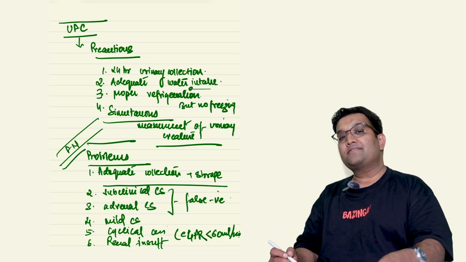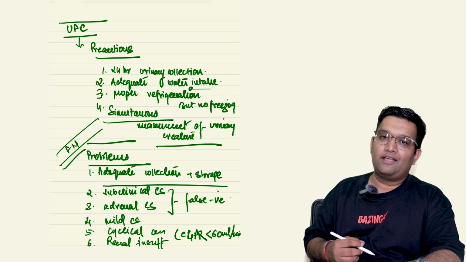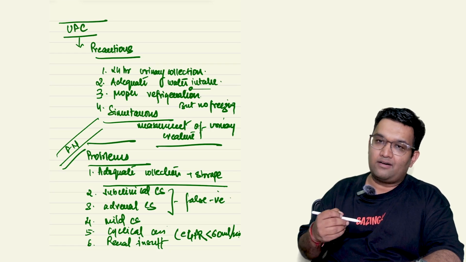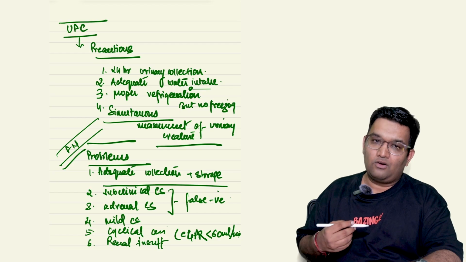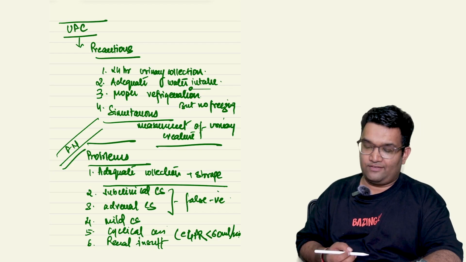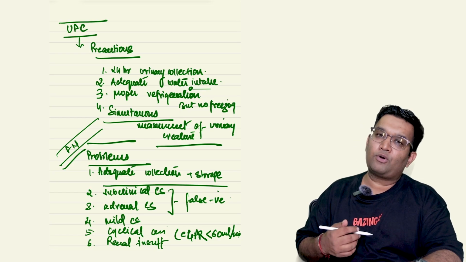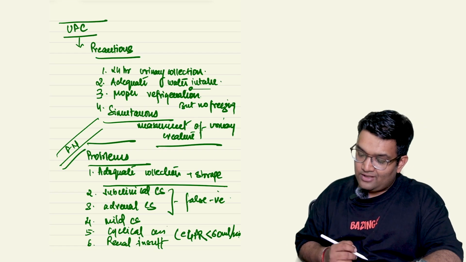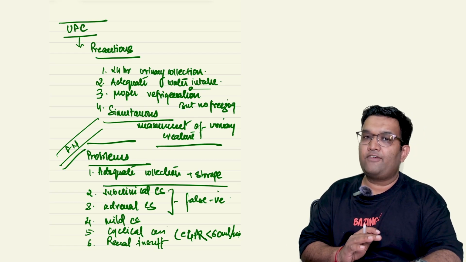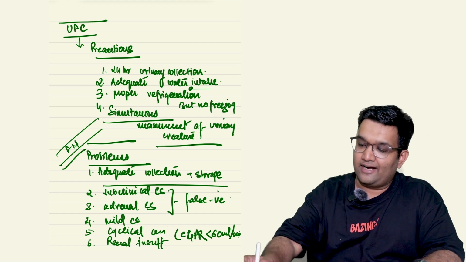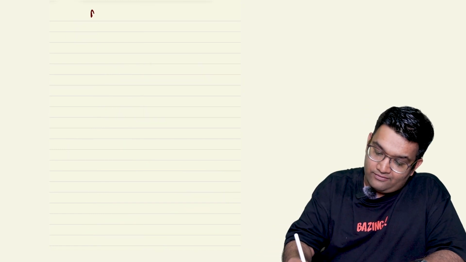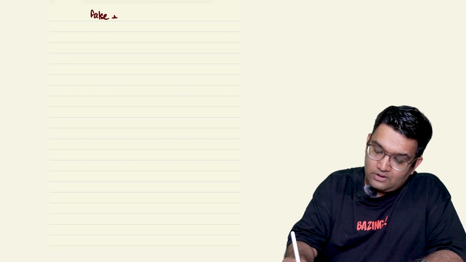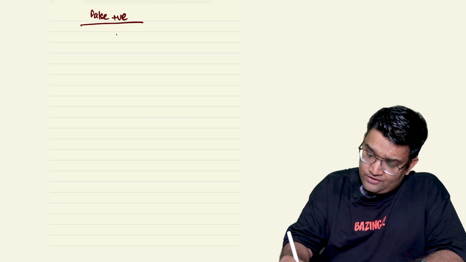These are the cases where it can be false negative, be it subclinical, be it adrenal, be it mild, be it cyclical, or it can have a renal insufficiency angle, or it can have a problem with the collection or the storage. So these are the cases in which there can be a false negative. While in case of false positive, polyuria is one cause.